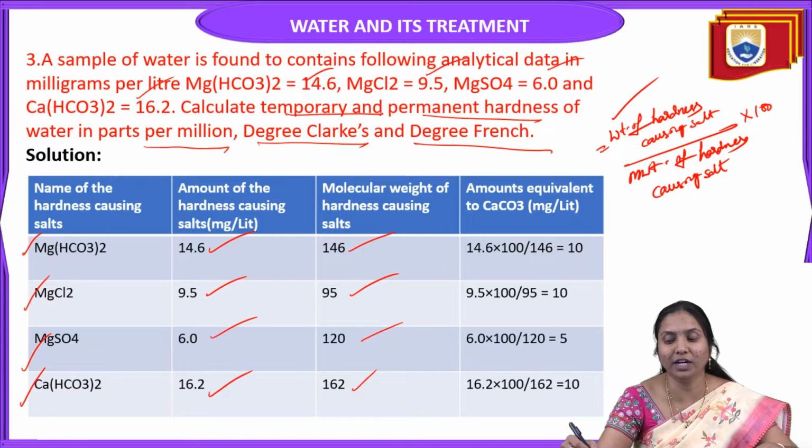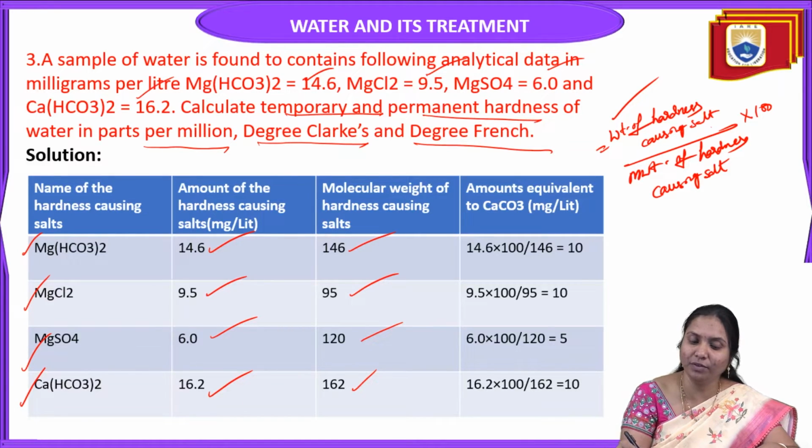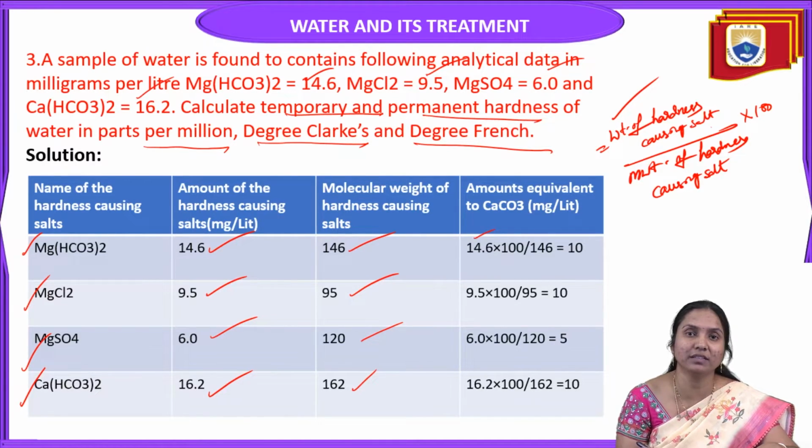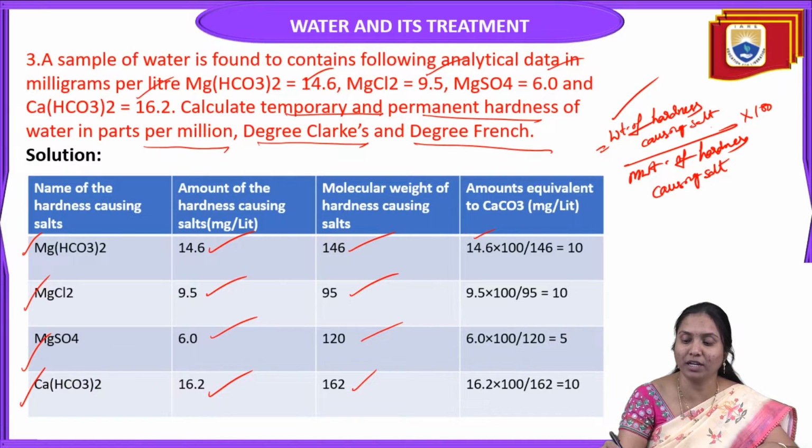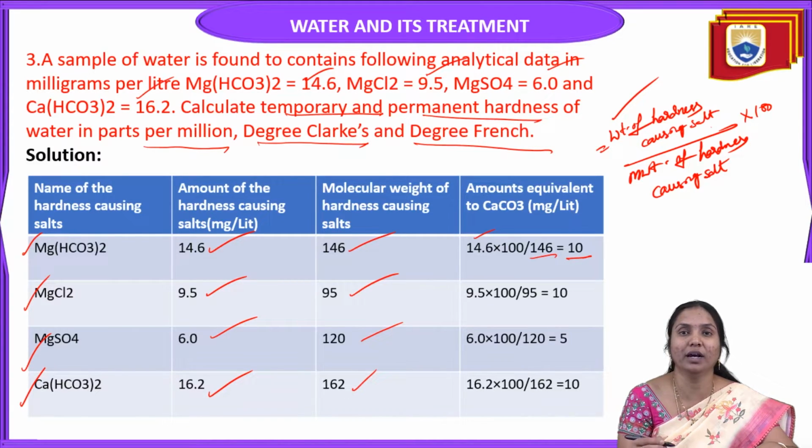So what is the formula? Weight of hardness causing salt by molecular weight of hardness causing salt into 100. So the weight of magnesium bicarbonate is 14.6, molecular weight of magnesium bicarbonate is 146. So 14.6 by 146 into 100 is equal to 10 milligram per liter. Next, magnesium chloride. Weight is 9.5, molecular weight is 95. So 9.5 by 95 into 100 is equal to 10 milligram per liter.